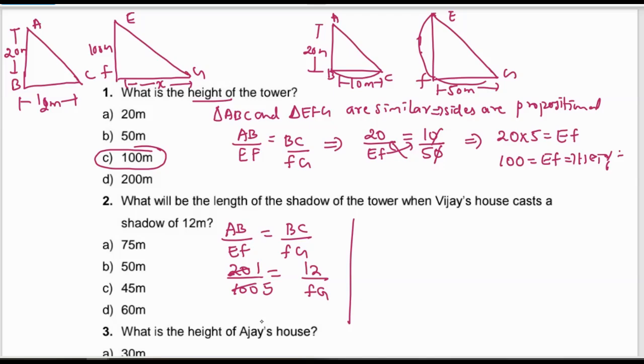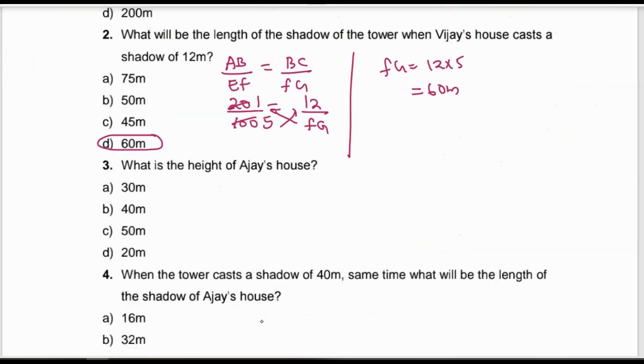So 1 by 5, cross multiply. So it becomes FG will be 12 into 5. 12 fives are 60. So the shadow formed with the new value is 60 meters. Then moving on with the next question, we have: what is the height of Ajay house?